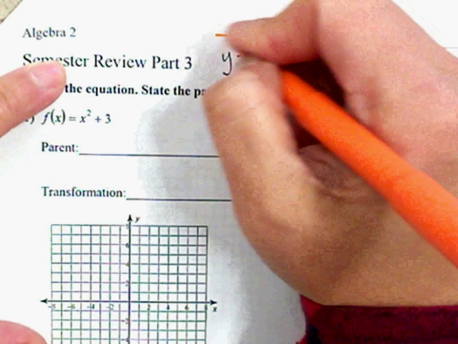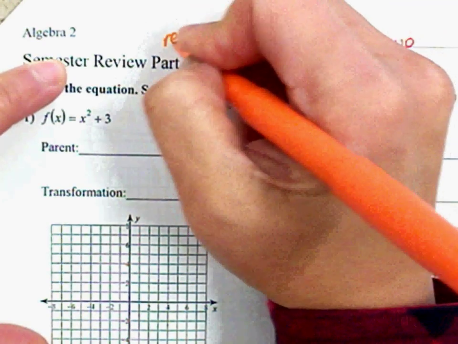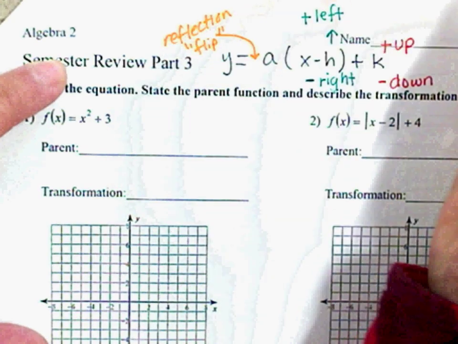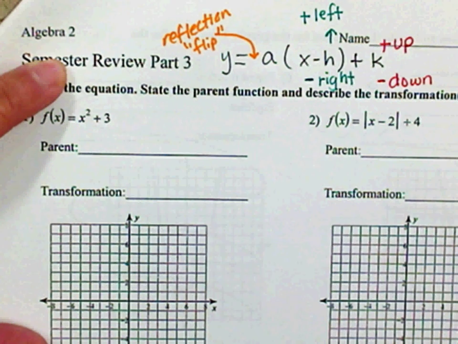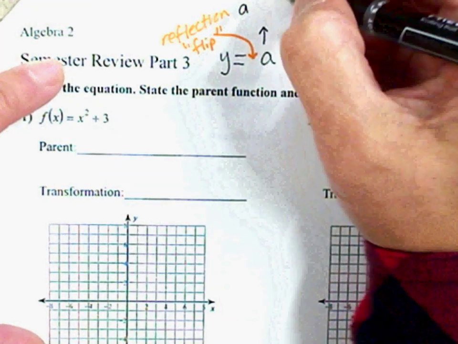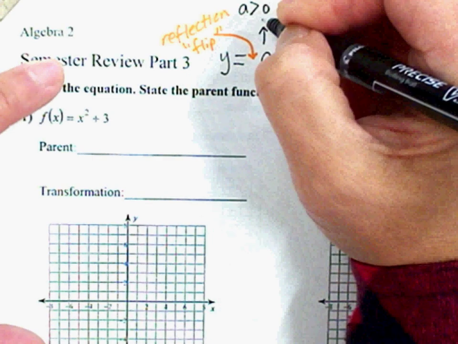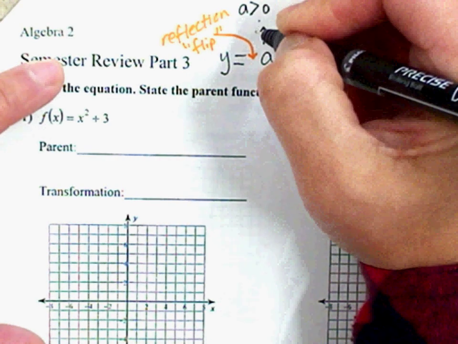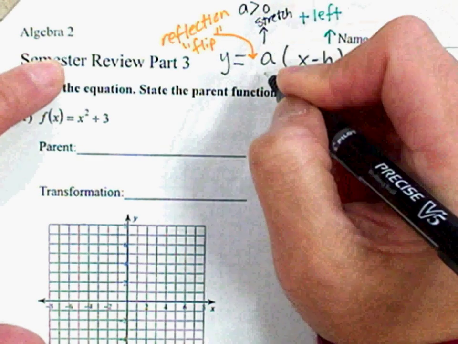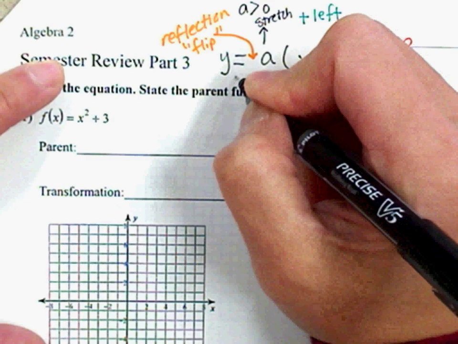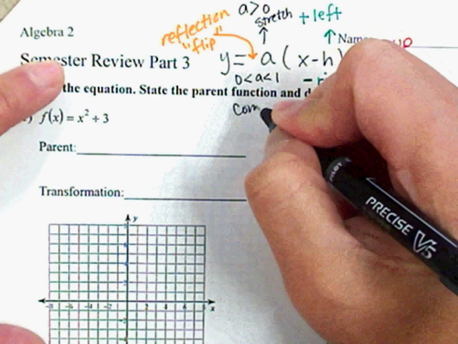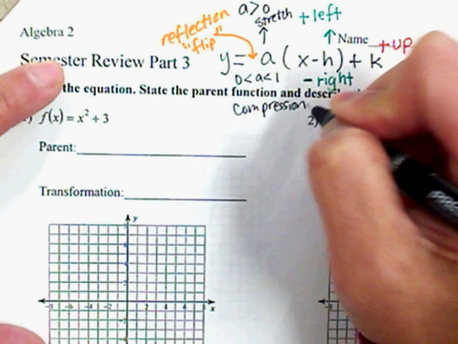If you have a negative right here, that is a reflection. Another word for reflection is the word flip. If your a is greater than 0, you're going to have a stretch. If yours is a fraction, anywhere between 0 and 1, you will have what's called a compression. That means it's going to open really wide.